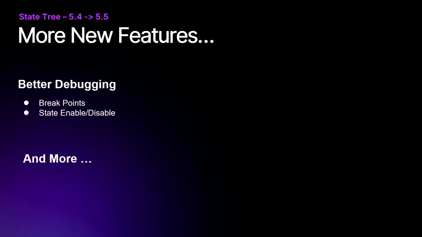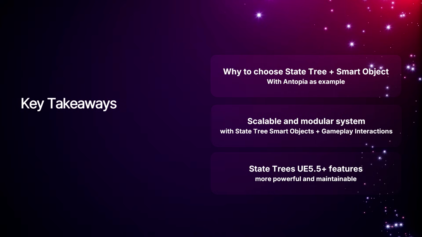And obviously, there are more new features, especially with debugging. They have added breakpoints and state enable/disable in 5.5. This allows you to debug your state tree and change its behavior without recompiling or deleting things. There are also more new features like parallel tasks, which I haven't really looked into. But in general, it's becoming a more powerful tool and framework for agent behavior development.